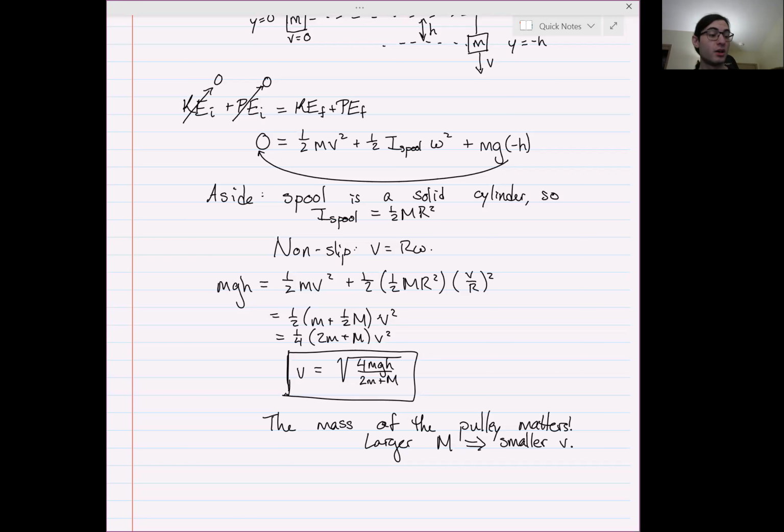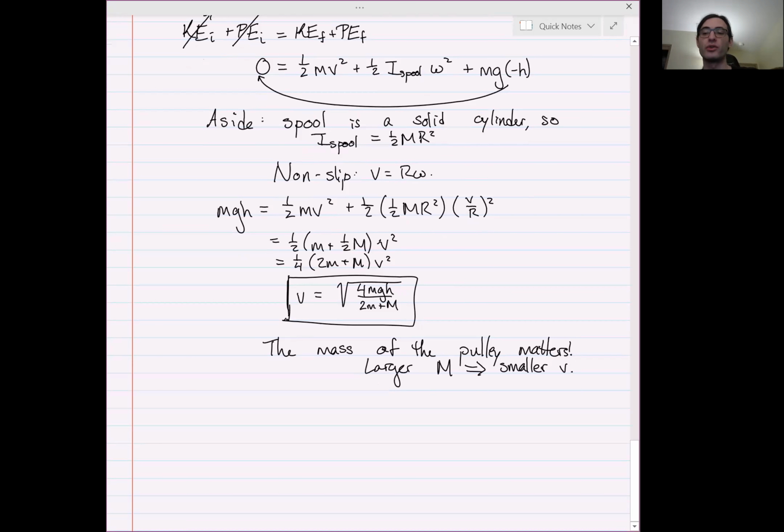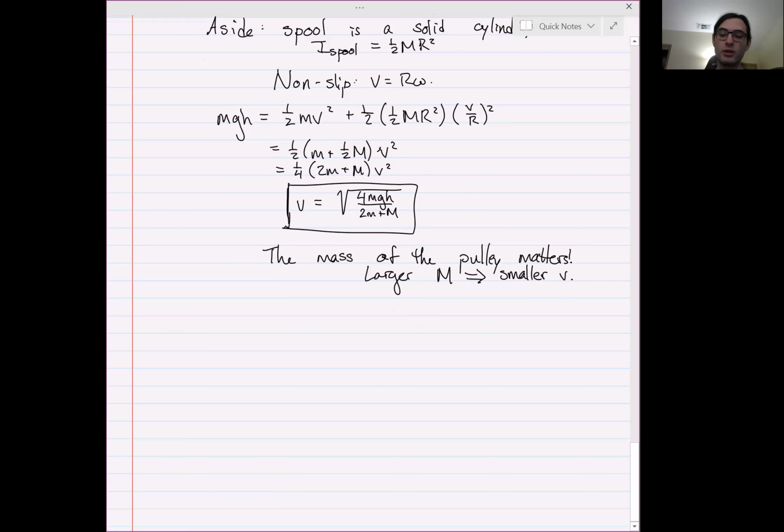Anyway, so massive pulleys. Now at least you've seen that you should have the tools to be able to understand problems that have massive pulleys. There's one last thing that we have to talk about, now that we have the tools to understand massive pulleys. If a pulley has mass, how does that affect the transmission of tension?